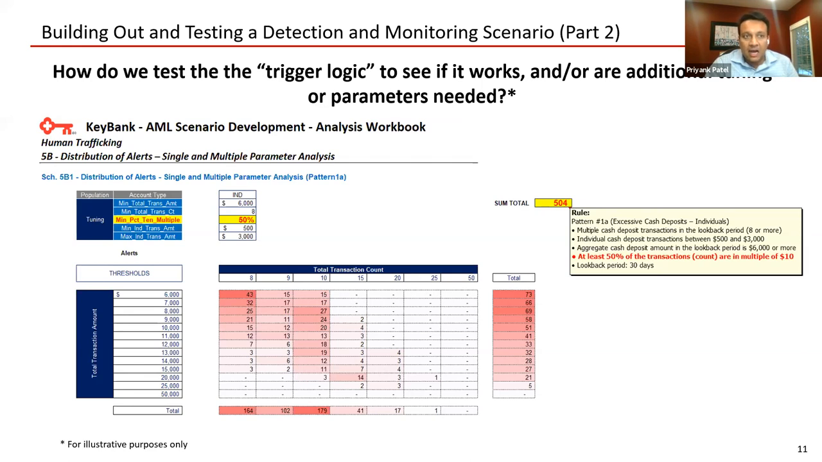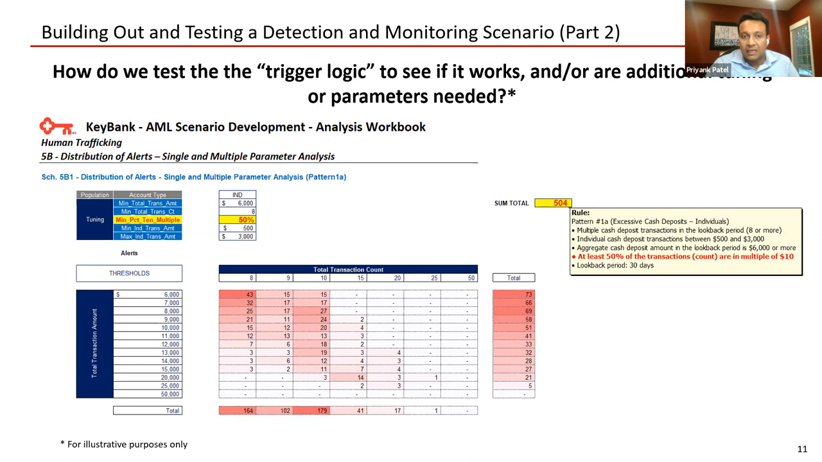You start probably high, right? You start at a transaction count of 10 or more with an aggregated amount of more than $10,000 in a 30-day period, and try to get into the data to understand what kind of activity you are seeing. Is it really tied to human trafficking behavior, or is it something else? Here, the intent is not to detect non-human trafficking, like your unknown source of funds. The intent is to really detect the human trafficking behavior.